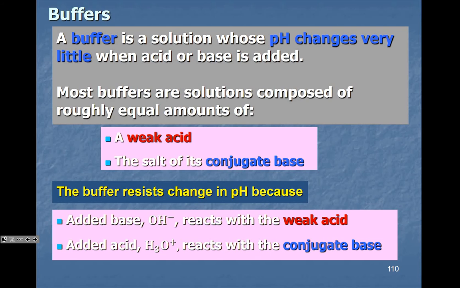The buffer resists pH change because as acid or base is added, it reacts with the weak acid. As acid is added, it reacts with the conjugate base. And the conjugate base is the salt. Okay?